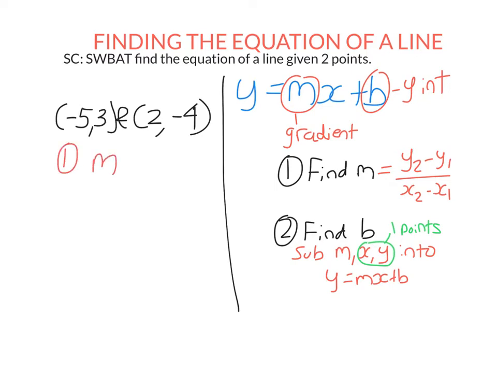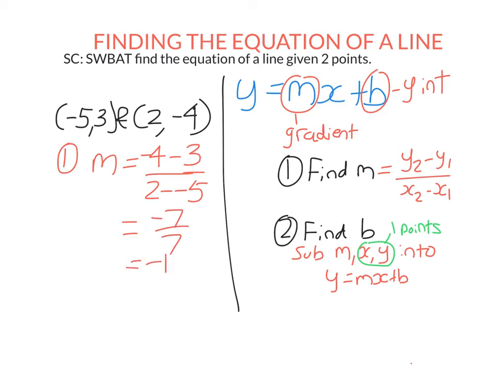So the gradient is going to be y2 minus y1 over x2 minus x1. So make sure we have 2 minuses there because x1 was negative. So the answer we get is minus 7 over 7, which is minus 1. The gradient of this line is minus 1.